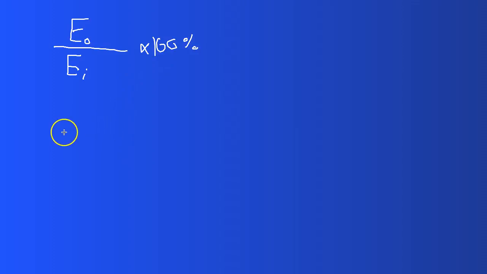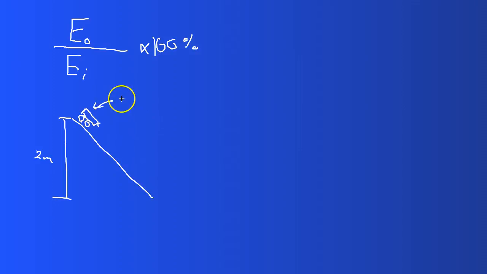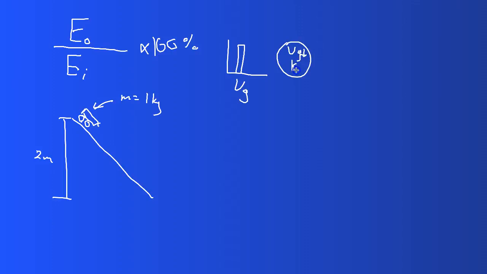So for example, let's do a little energy question. Let's say we have a cart on a ramp, and the ramp is 2 meters tall. It's going to go down this ramp, and say it has a mass of 1 kilogram. If it rolls down this track, it's going to gain velocity, and it's going to transform gravitational potential energy into kinetic energy. So we're starting with gravitational potential energy, and over time it's going to transform into kinetic energy.